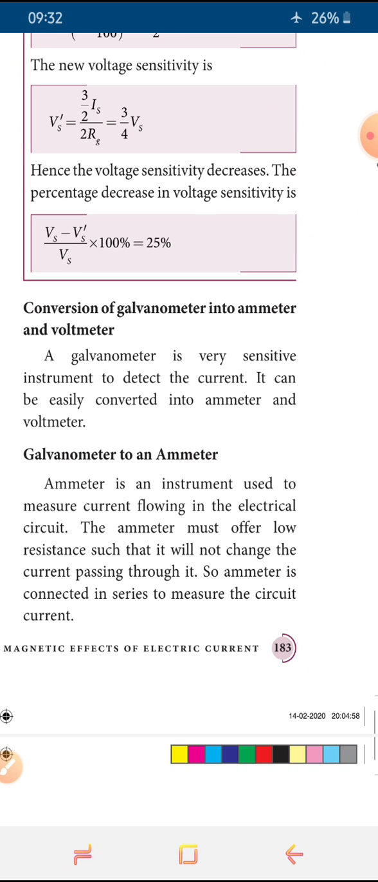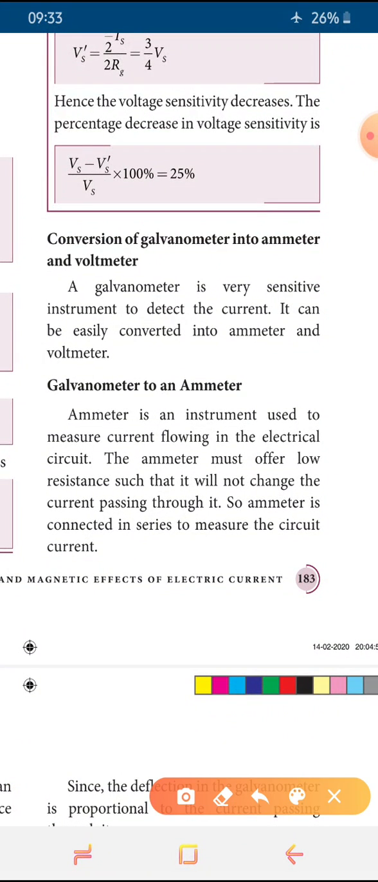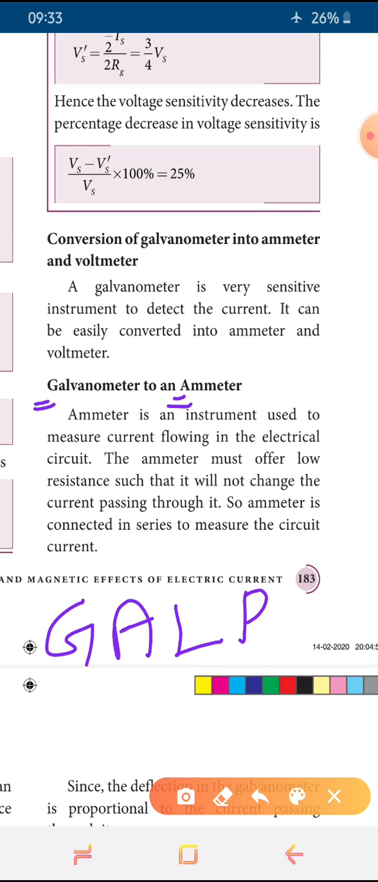Just to remember this, it is not for examination, just for your remembrance. Galvanometer's first letter is G, and we are converting the galvanometer into ammeter, so you write the next letter A. For that we have to use LP. So remember GALP. The galvanometer is converted into ammeter by the method of low resistance in parallel connection.